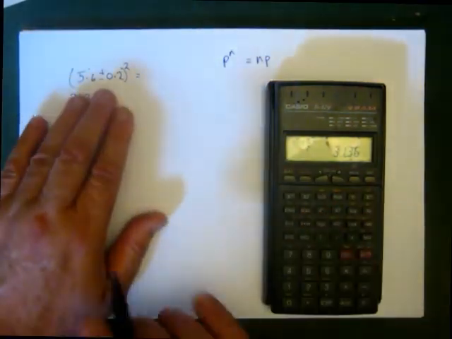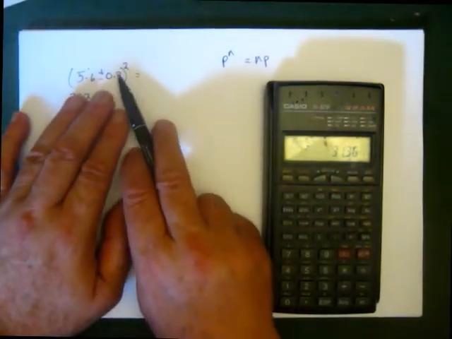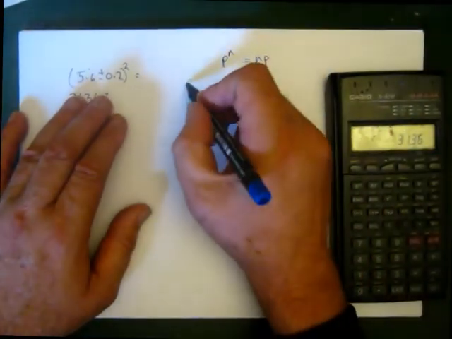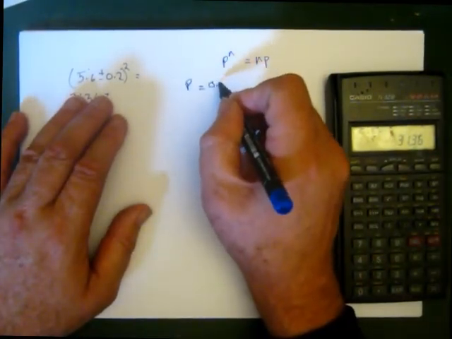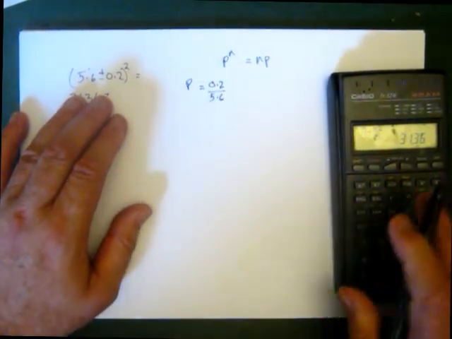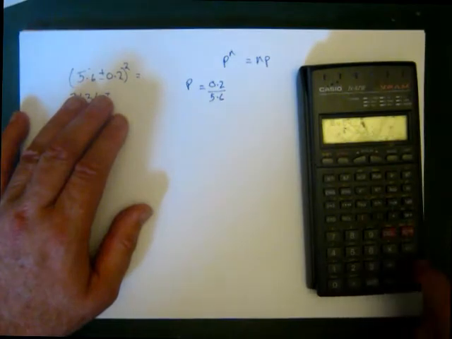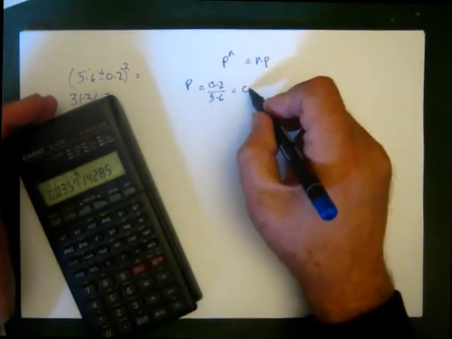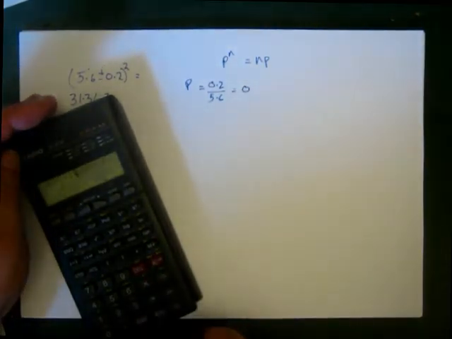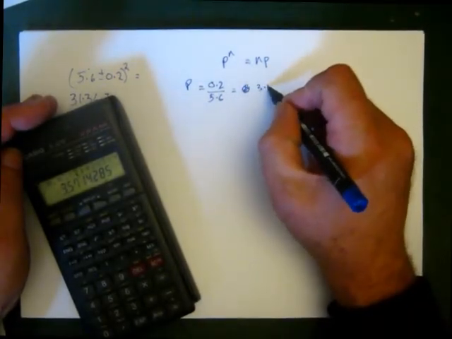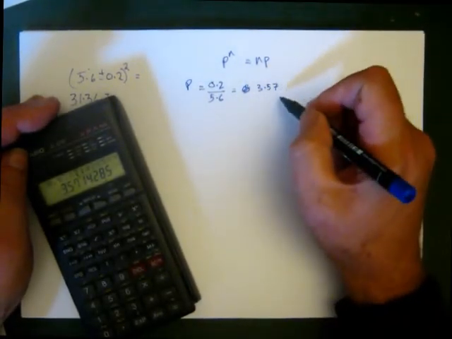Okay, let's go back up here. What percent of that whole number is that? So to find the percentage, it's going to equal 0.2 over 5.6. 0.2 divided by 5.6 times 100 equals 3.57%.